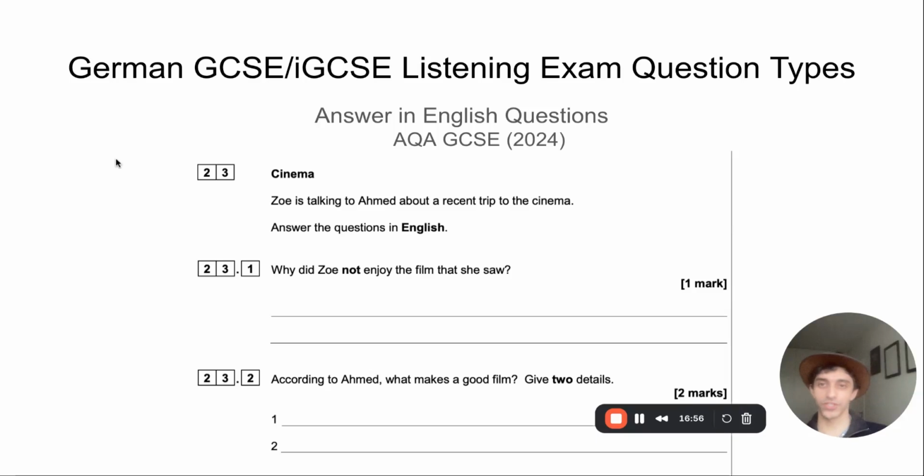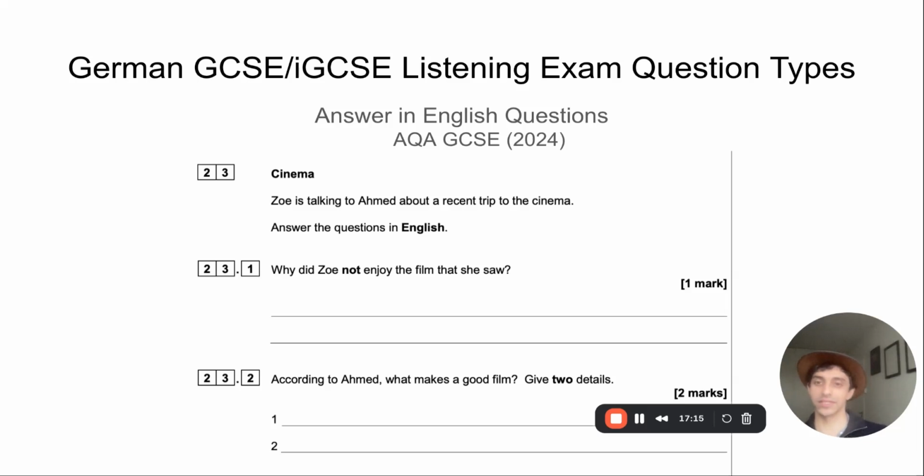Okay, the next type of question, our penultimate type, is where you've got to answer in English. This is from the 2024 paper for AQA, and the instructions, clearly written in English here, tell us that it's about Zoe talking to Ahmed about a recent trip to the cinema.